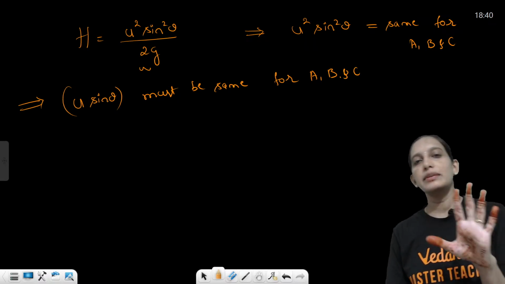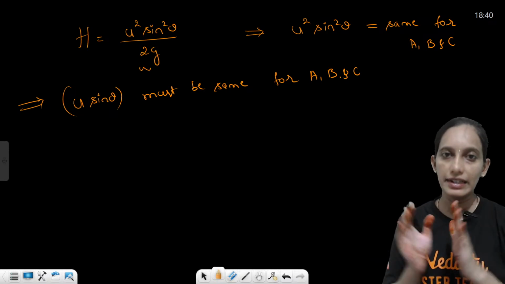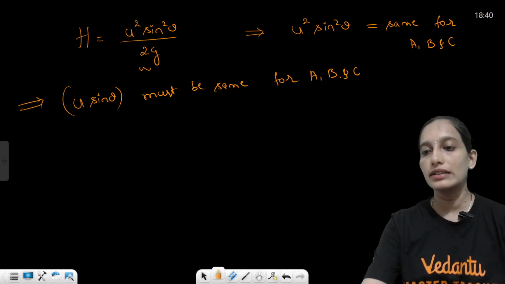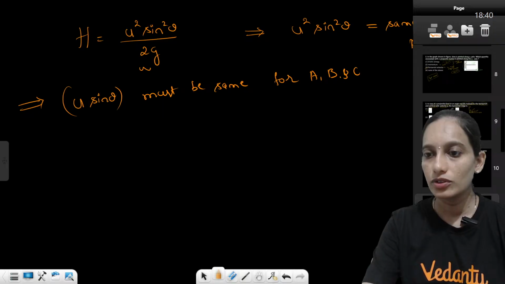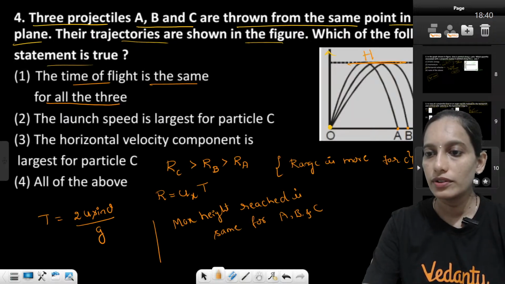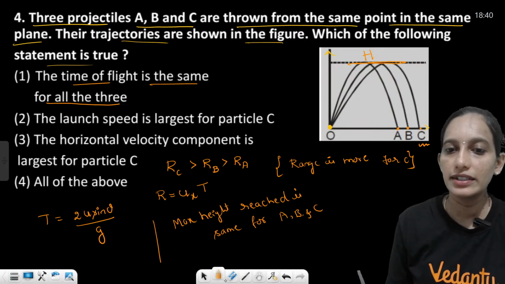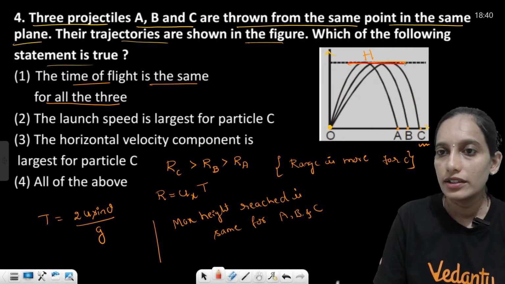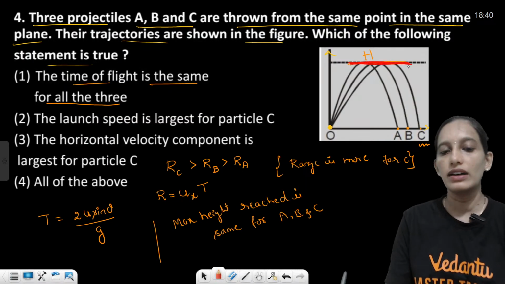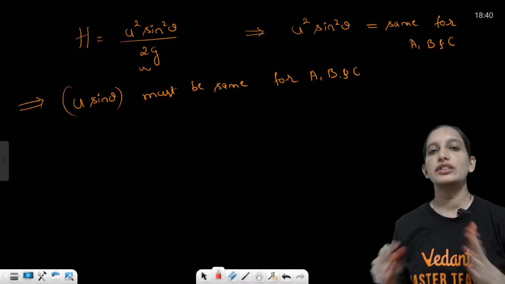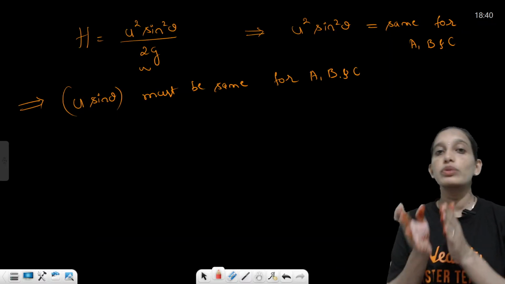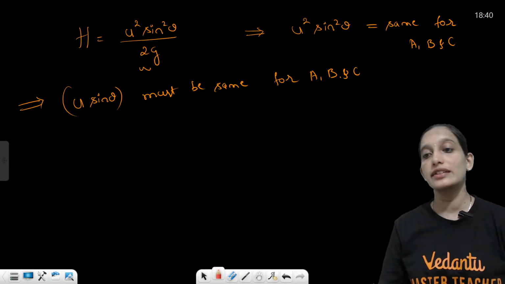So if the height is the same, u square sin square theta must be the same. If you just observe, you can see that the maximum height reached by the three projectiles is the same. If the height is the same, u square sin square theta must be the same. If u square sin square theta is the same, then u sin theta must be the same.